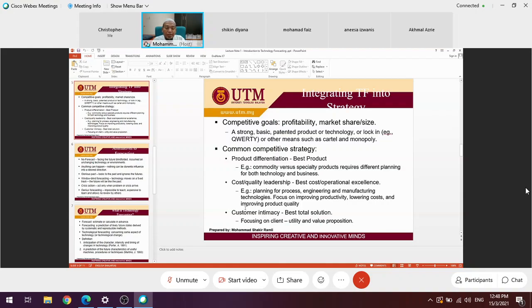Cost leadership, meaning cost saving, best cost or operational excellence. Sony is one of the best in operational excellence or the best cost. That's why they can operate in Malaysia. For a long time, Sony was operating in Malaysia. They not only produce with a cheaper production cost compared to other electrical electronic companies, but also they can offer a cheaper price for their product compared to other high quality products.